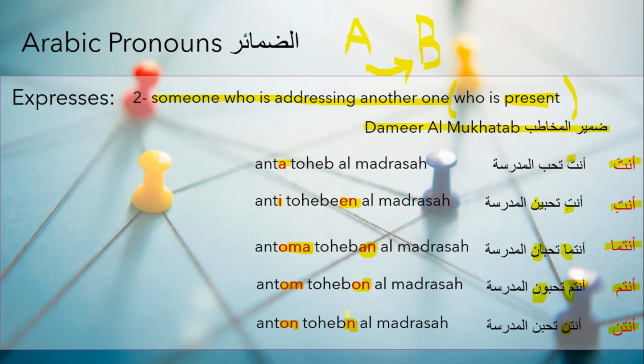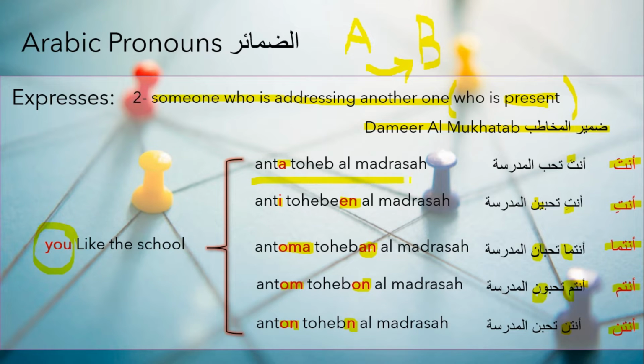So as we have explained before, when we are talking about the pronouns in Arabic language, what matters is masculine or feminine. In English language, you cover all of this scenario. You like the school, it covers أنت, أنتِ, أنتما, أنتم, and أنتن.